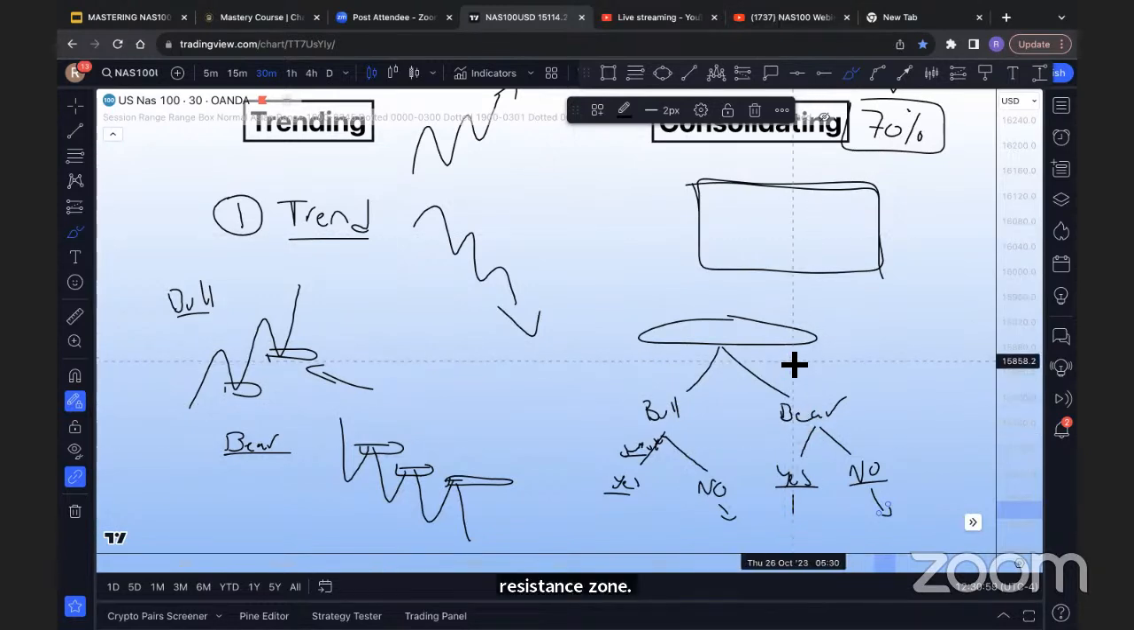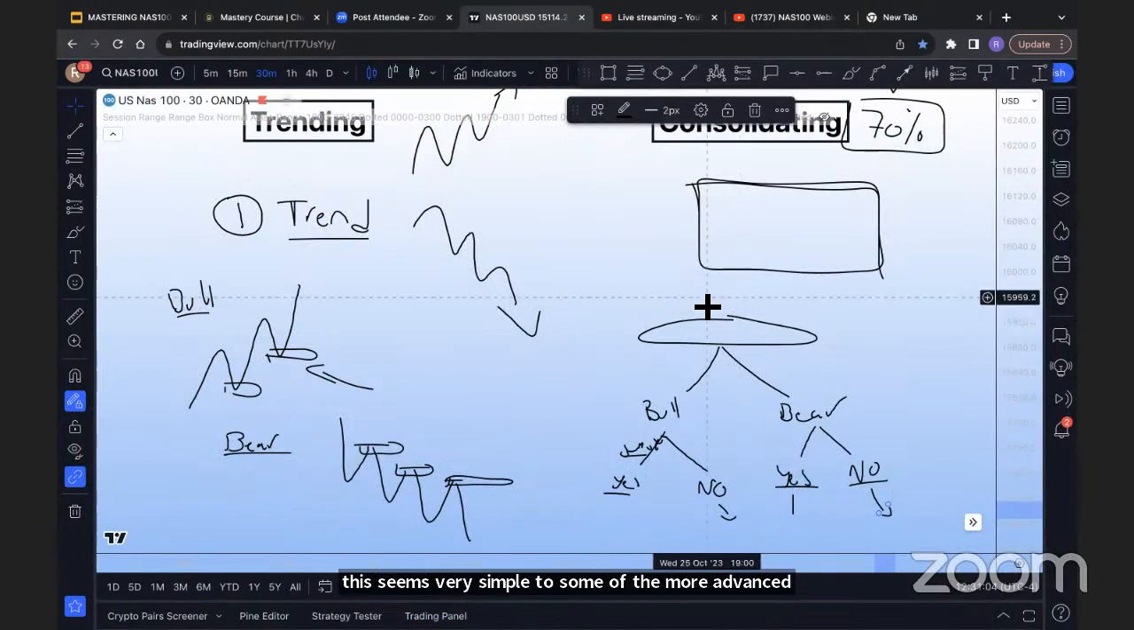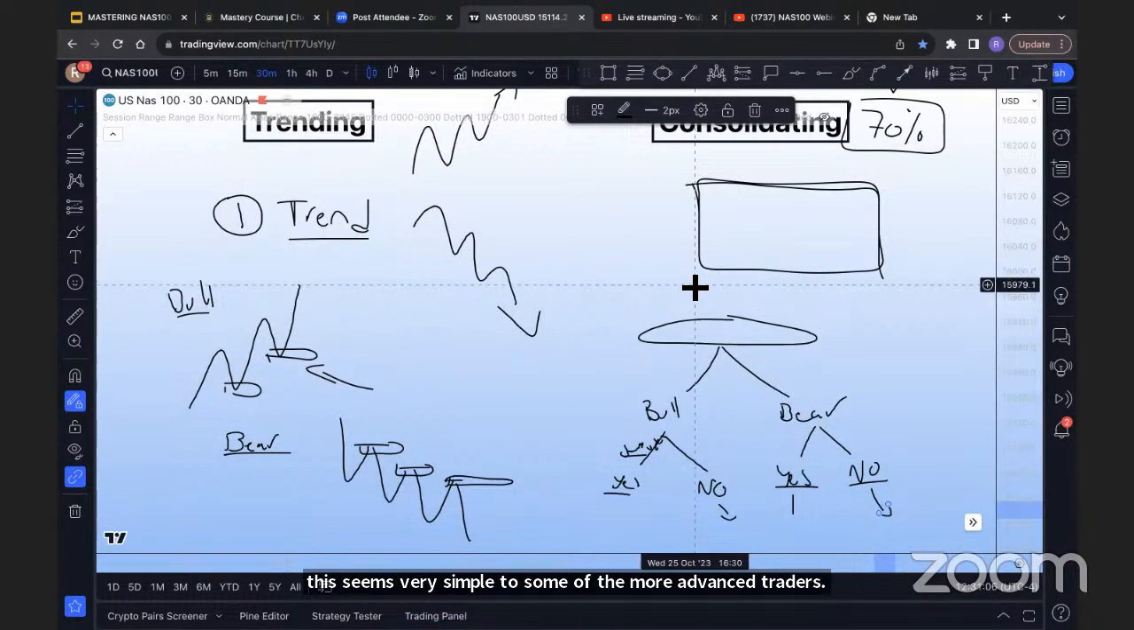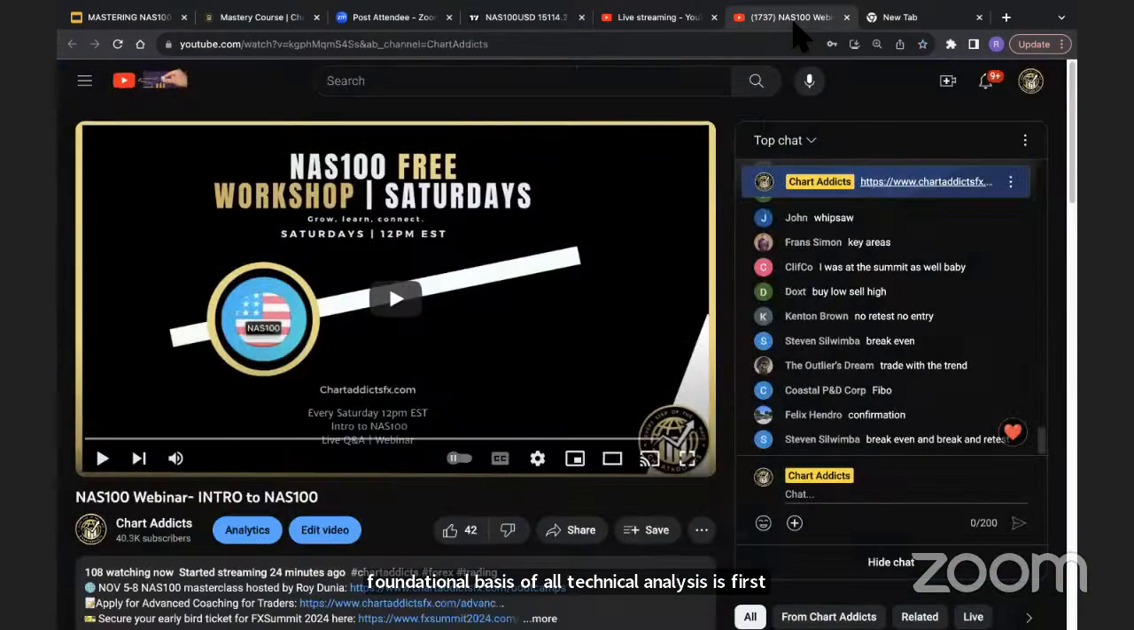I know that this seems very simple to some of the more advanced traders, but mastering the basics is how you make money. Everyone wants to find every fair value gap and all this stuff, but you're just trading against the market every day. And you're like, but dude, I found the fair value gap and I took it at the fib. Why didn't I make money? The reality is the very foundational basis of all technical analysis is first figuring out the direction, and then ideally, the trend is your friend.